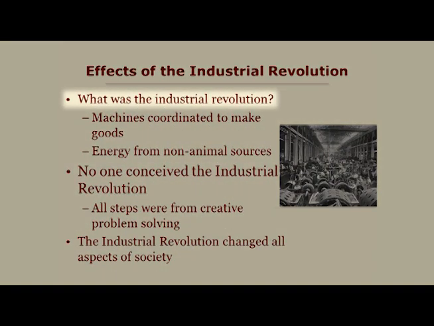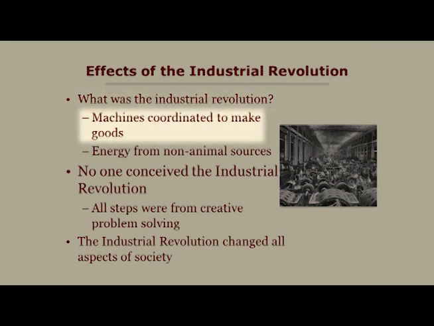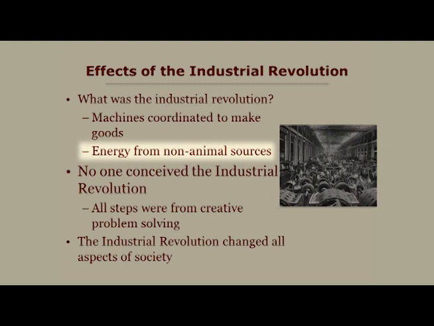What was the Industrial Revolution? Well, it was when machines were coordinated to make goods and when energy started to come from non-animal sources. Now, it's true that people had used water power for many years, but now other energy sources are really going to dominate, and we find that the world was changed dramatically because of it.